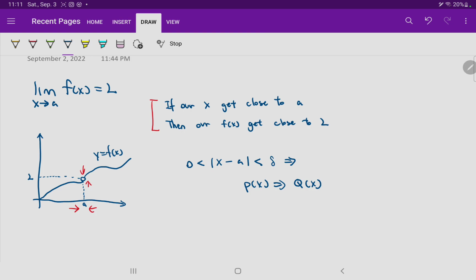So how do we translate that into a mathematical definition? Again, the same idea is that you want to find some way to link f of x and L. In that case, we're going to do the same thing again, which is that the absolute value of f of x minus L is smaller than some number epsilon, right?